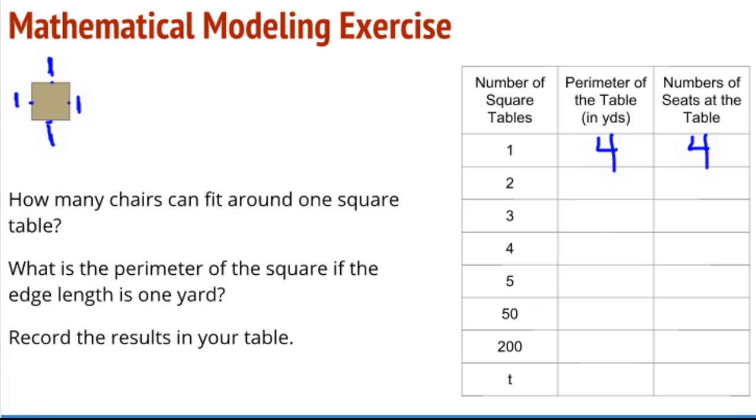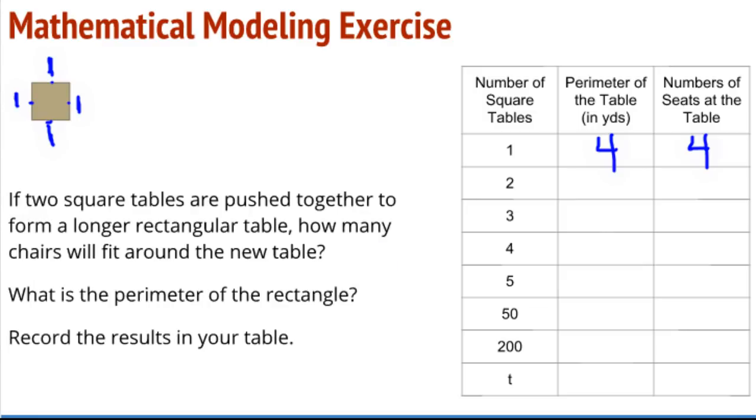And now what we're going to do is say, all right, let's add a second one. So we've got one table here. Let's bring a second table and slide it together and combine them together and have 2 tables. So I've brought in my second table here. Now, what do you notice happens when that second table comes in? Well, I notice that the person who was sitting here no longer has a seat. So I can no longer fit 4 people around the first table.